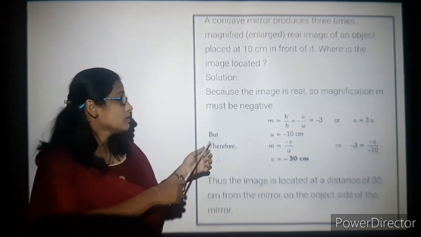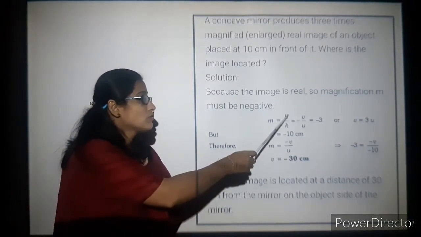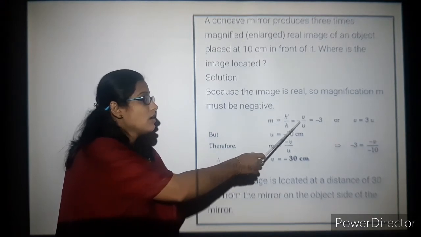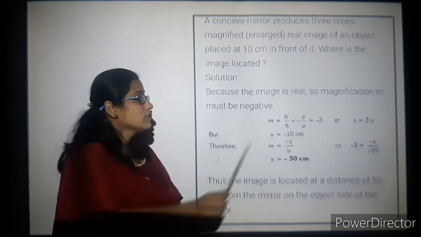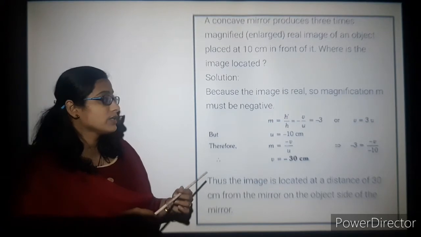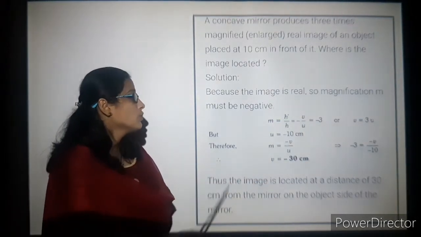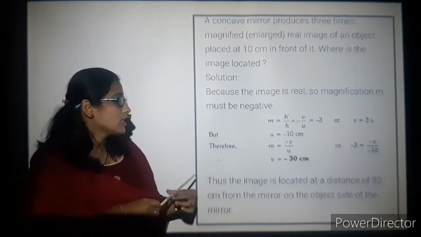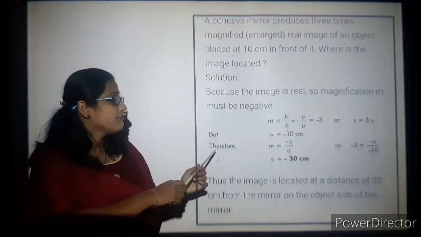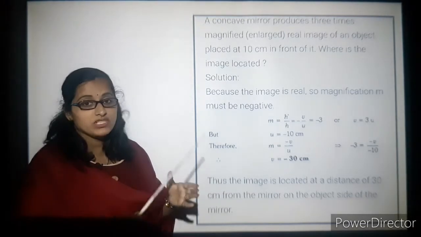You can see here magnification is h dash by h, that is minus v by u. Substitute the values there and you will get minus 3 as the value, or v is equal to 3u. U is equal to minus 10 centimeters. They have already given us u as minus 10.